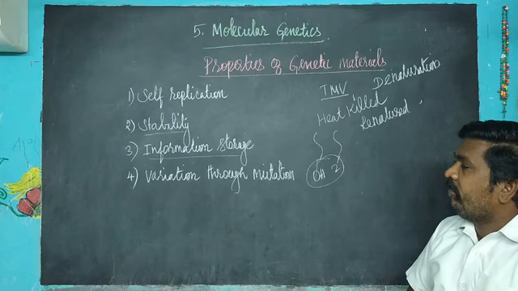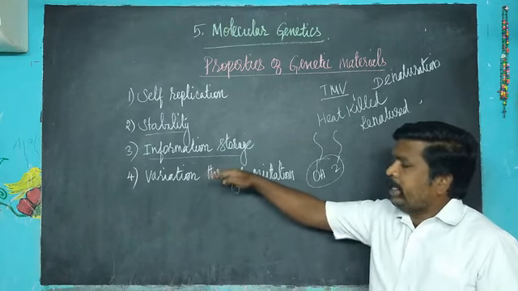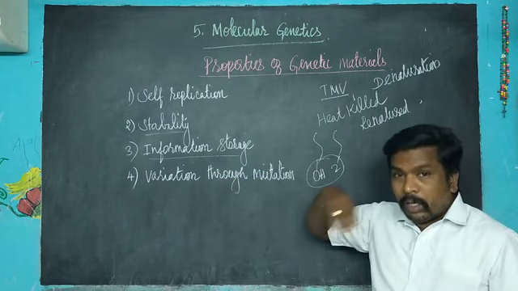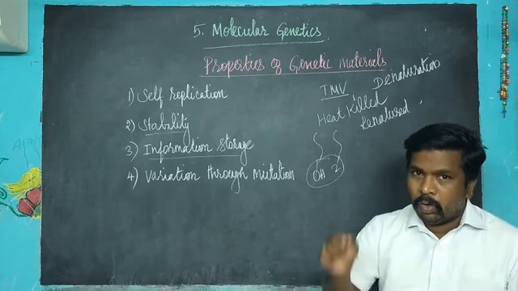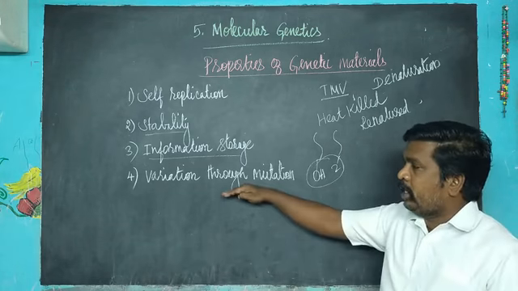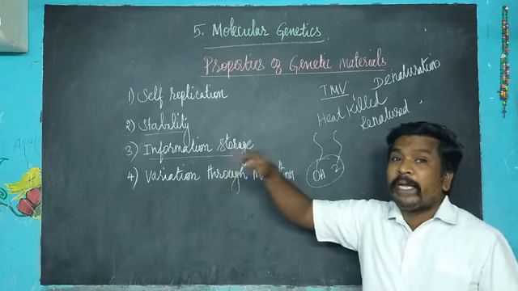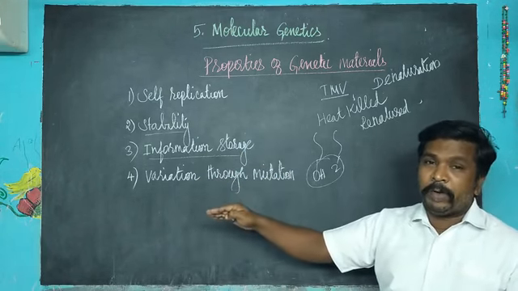And next one, variation through mutation. Okay, genetic material should express mutation. What is mutation? A sudden heritable change. When a sudden heritable change happens in an organism, that is mutation. That mutation should take place through variation. So variation should induce mutation.